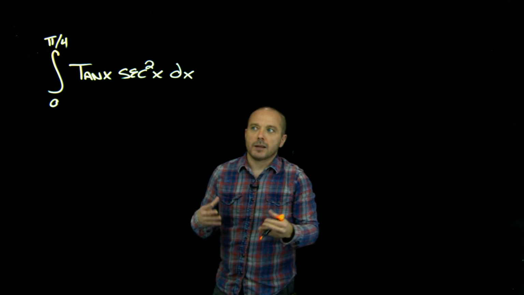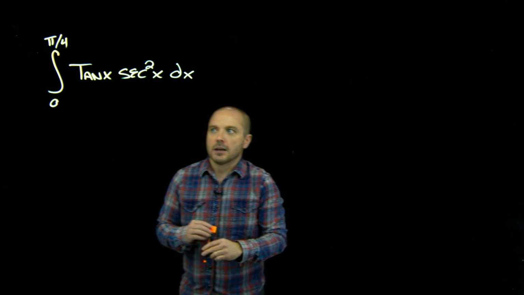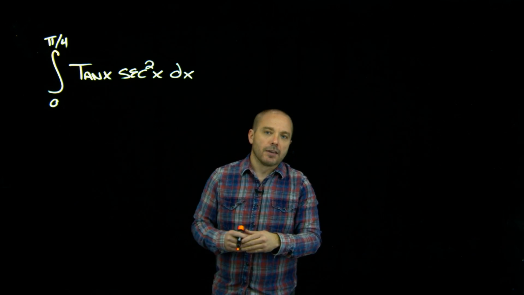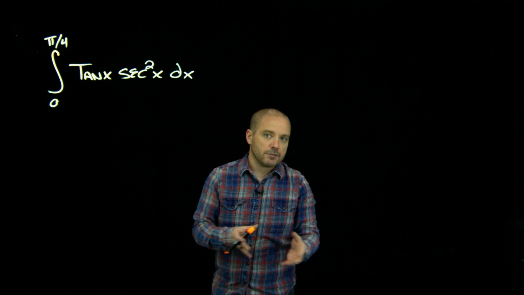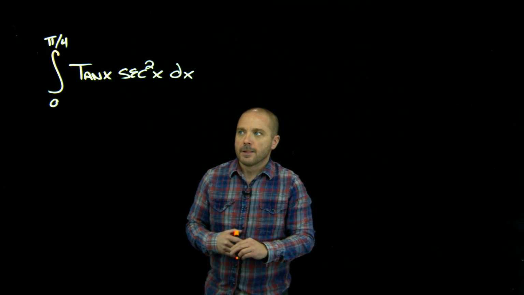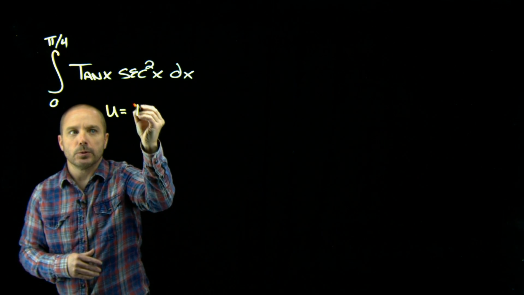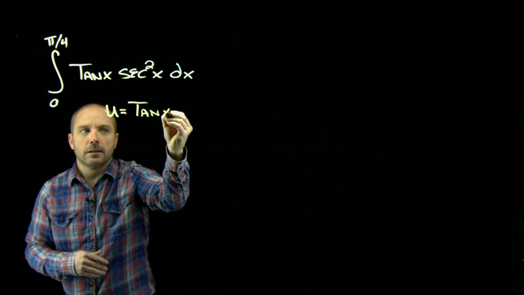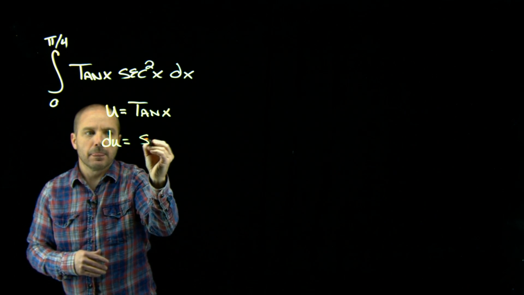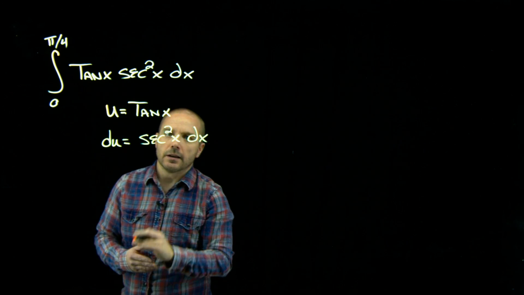So remember, the way you notice that u-sub should be used here is the derivative of tangent is secant squared. So you have an integrand there that contains a function and that function's derivative. So u-substitution would work here. That function, tangent, is our u. And the differential, du, is secant squared x dx.